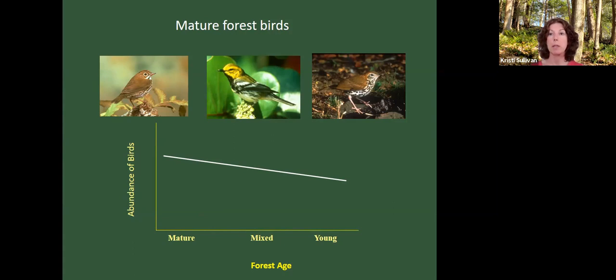So they're not as abundant during the nesting season. And again, these are birds during the nesting season. They're not as abundant in young forests. They're much less abundant, but it takes removing most of the forest canopy before they really decline significantly.